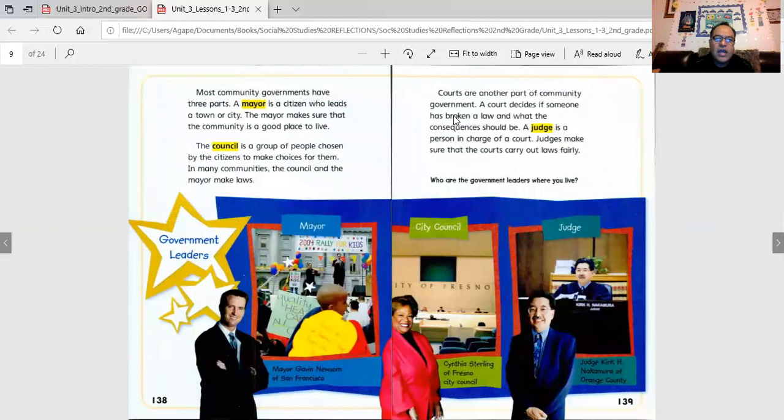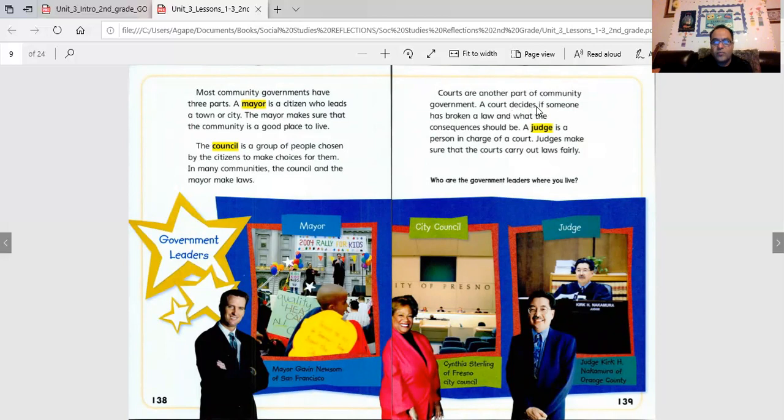Most community governments have three parts. Community, like cities. A mayor is a citizen who leads a town or city. The mayor makes sure that the community is a good place to live. The council is a group of people. A mayor is one person. The council is a group of people chosen by the citizens to make choices for them. In many communities, the council and the mayor make laws. Government leaders, like Mayor Gavin Newsom of San Francisco, are all chosen by the people.